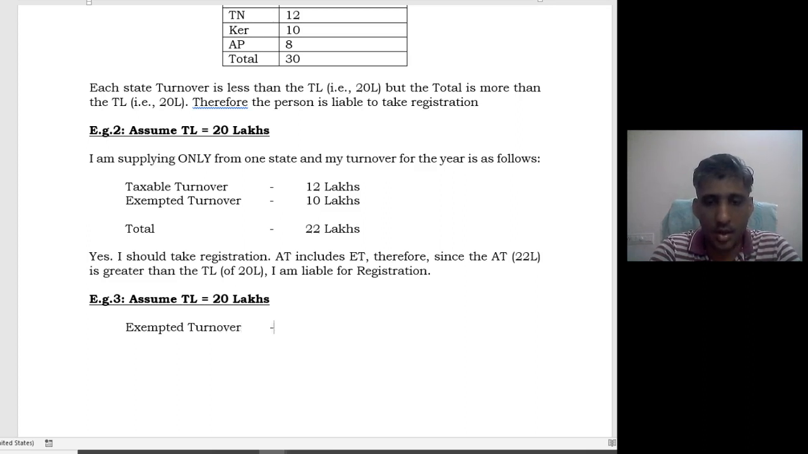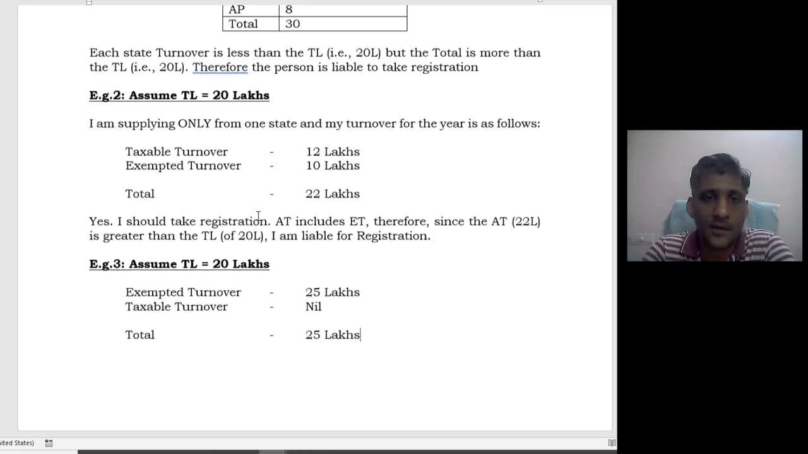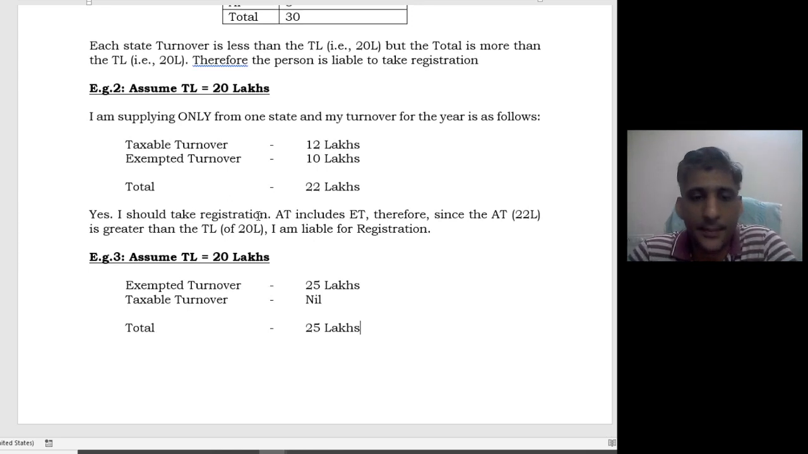My exempted turnover is 25 lakhs. Taxable turnover is nil, that is 0 lakhs. Total is equal to 25 lakhs. Okay, you may pause the video to update example number 2 and you can write example number 3.